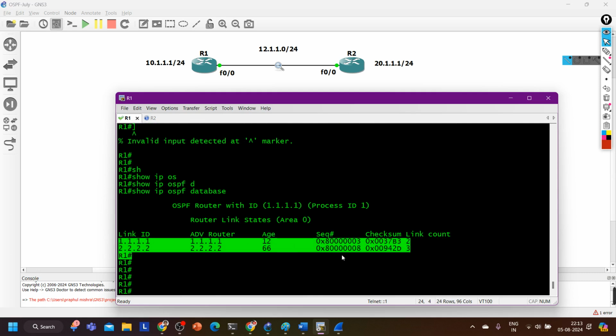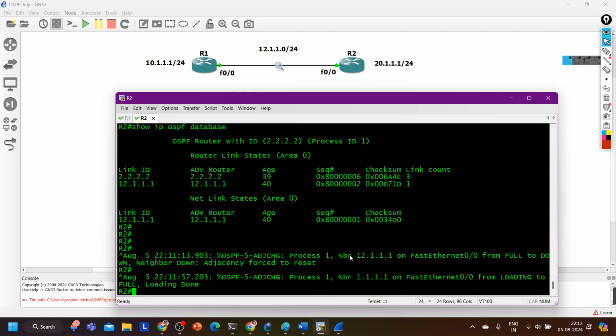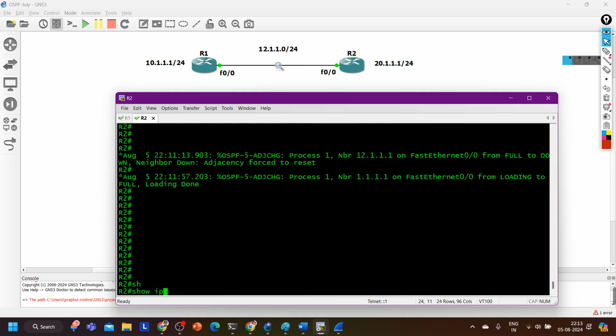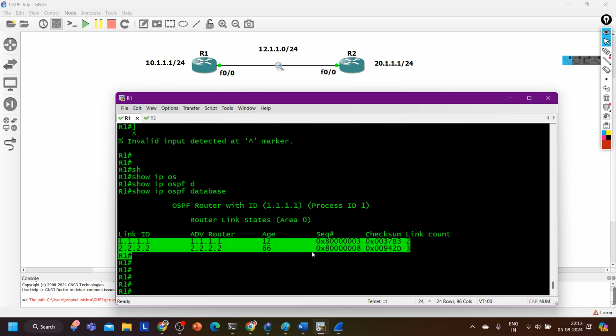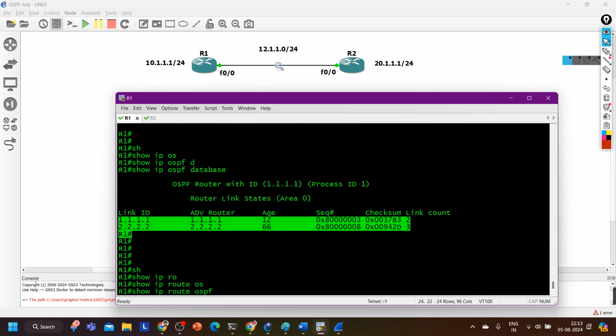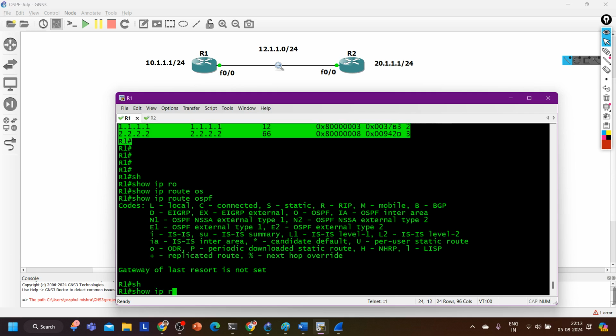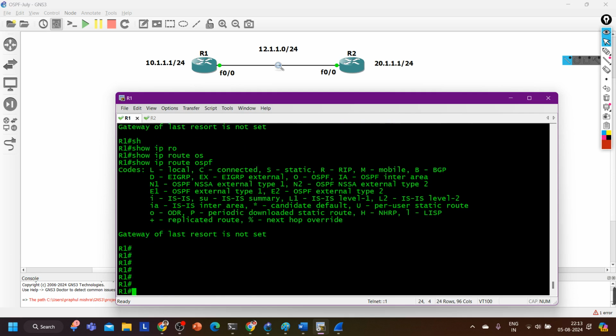Now the database looks different, right? Because guys, earlier we had two different LSAs, LSA1 and LSA2, but now we have only one LSA. Don't worry about the LSAs, because in the next class we are going to talk about LSAs only, right? On router number 2, check the database, show ip ospf database looks the same, but show ip route ospf.